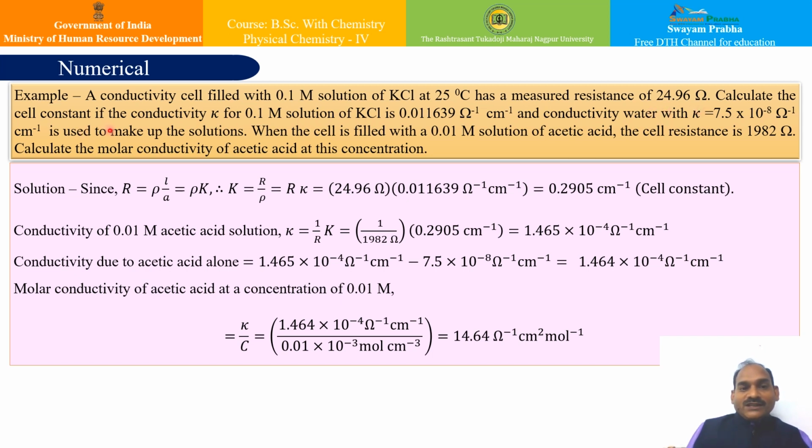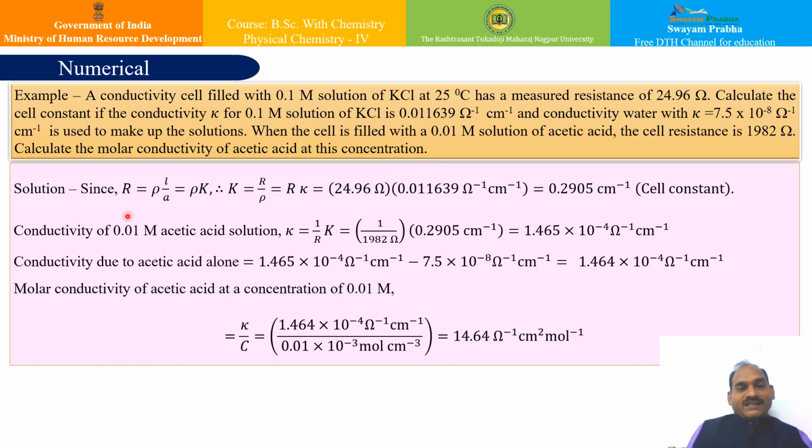Calculate the cell constant if the conductivity kappa for 0.1 molar solution of KCl is 0.011639 ohm inverse centimeter inverse, and conductivity water with kappa equal to 7.5 × 10^-8 ohm inverse centimeter inverse is used to make up the solution. Now, when the cell is filled with 0.01 molar solution of acetic acid, the resistance is 1982 ohms. Calculate the molar conductivity of acetic acid at this concentration.